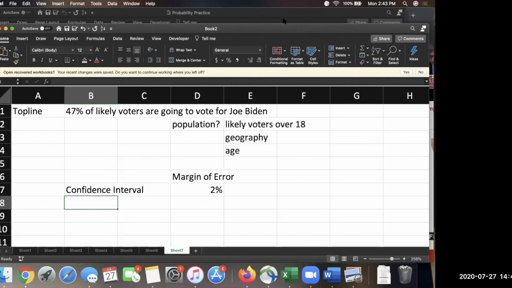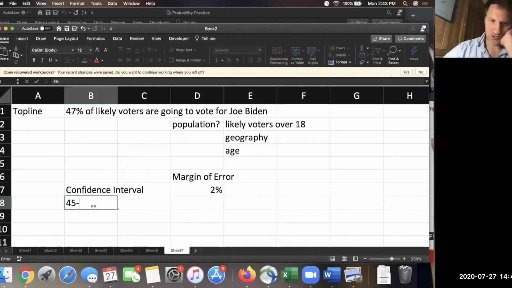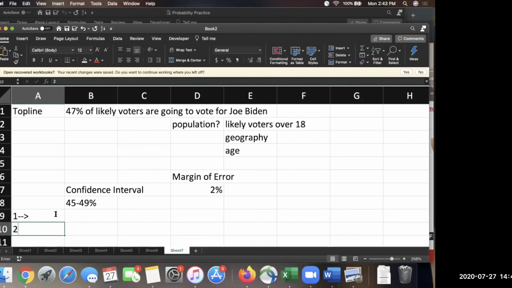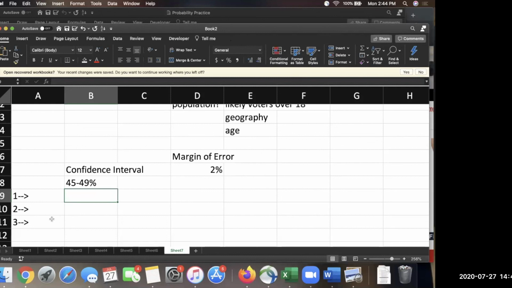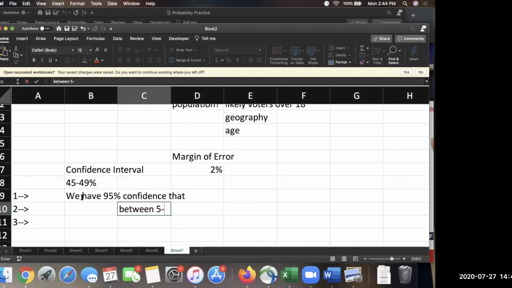I have a question. Yeah. So that'd be 45% to 49%. Okay, so somewhere between 45 and 49%, that's good. And now we just need to make our sentence. Okay. We have 95% confidence that 45 to 49% of voters, I guess. I can't see the top. Right, and then we just finish with our top line.